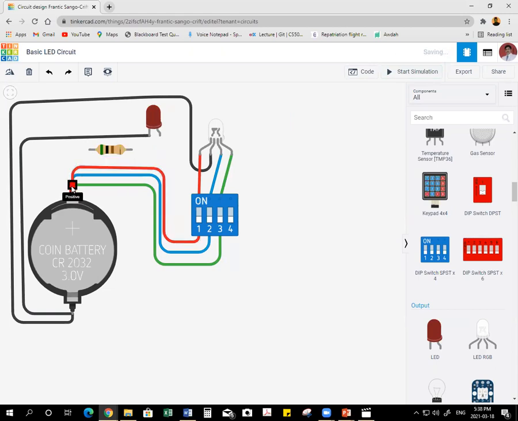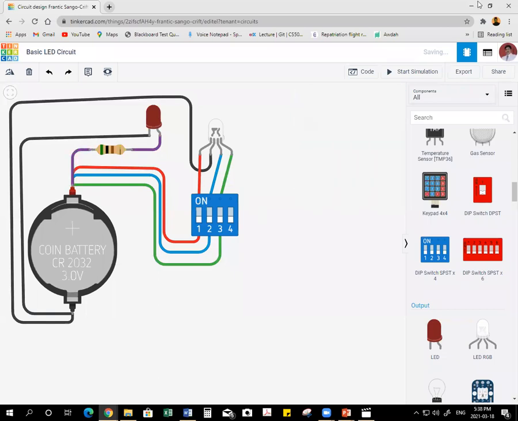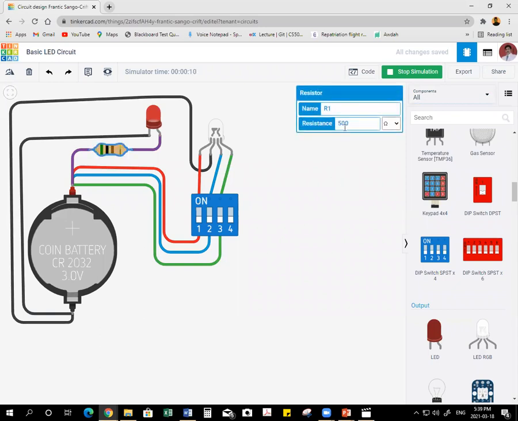Now connect from here to here. Now there won't be any problem. Purple and purple. Now start the simulation, please. See, but the brightness of the LED is very less compared to the previous one. So what is the problem here? The resistance value is 500 ohms. It is very high, not low. So I will change this resistance value to, let us take 200.